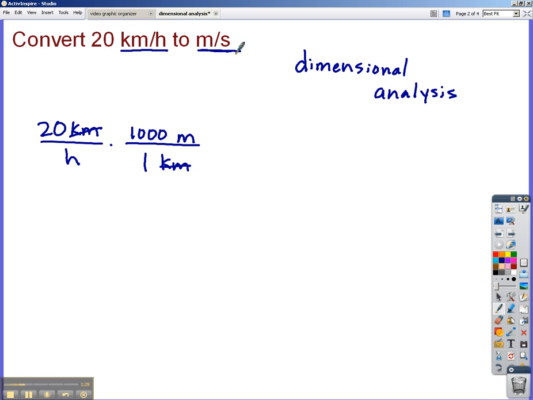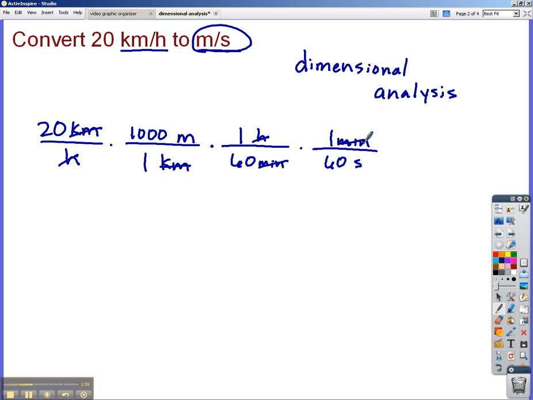But I want meters per second. So I need to get out of hours and into seconds. And hours is on bottom here, so if I want it to cancel, I'm going to have it on top here. So 1 hour, and I know that there are 60 minutes in 1 hour. So that allows me to cancel hours. Meters per minute is still not what I want though. So minutes is on bottom, so I want it on top. 1 minute is equal to 60 seconds. And that lets me cancel out the minutes.